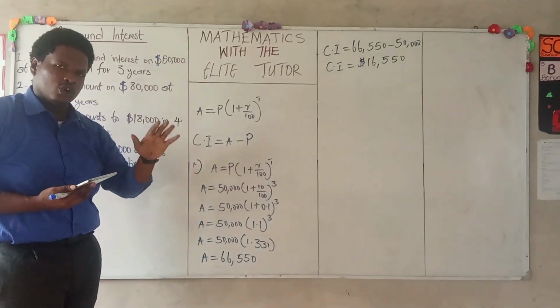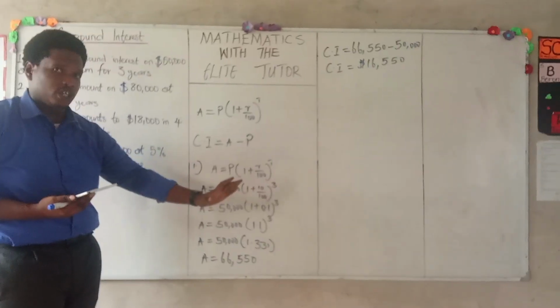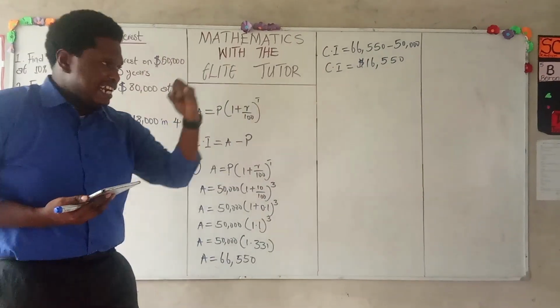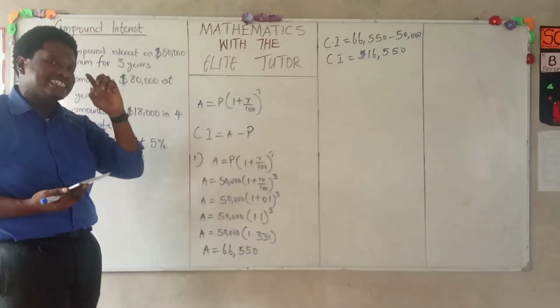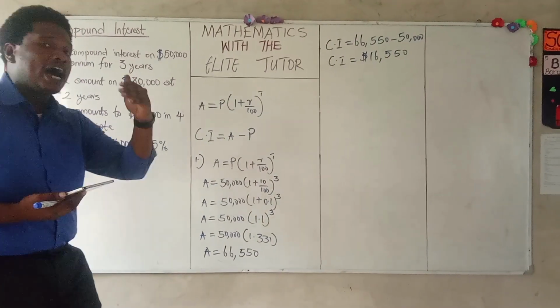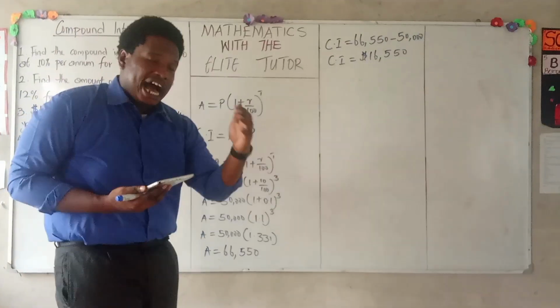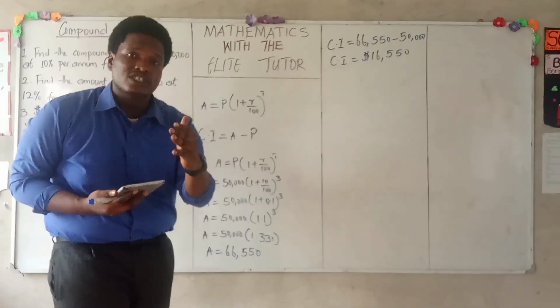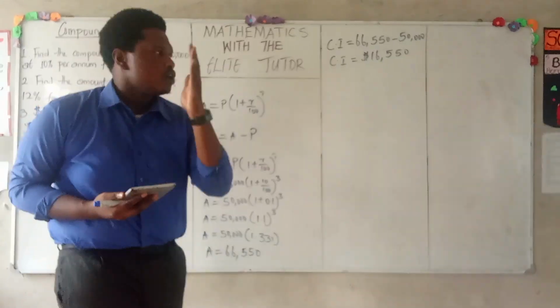At this point, we've been able to ascertain the compound interest. I want you to follow closely. With this first question, we were able to ascertain the compound interest. In the next question, we are going to show you how to ascertain the amount. In our third question, we're going to show you how to find the rate. And the final question, I'm going to show you how to find the time. So I want you to follow closely and don't miss any of these questions.